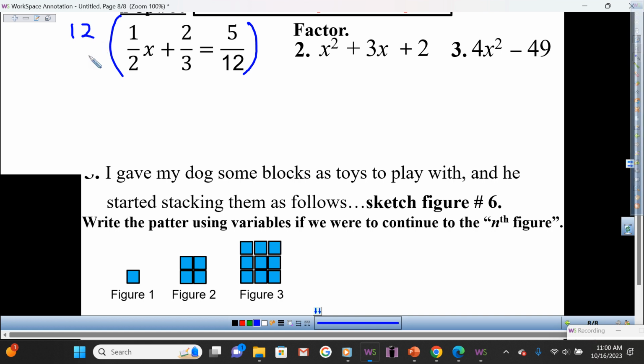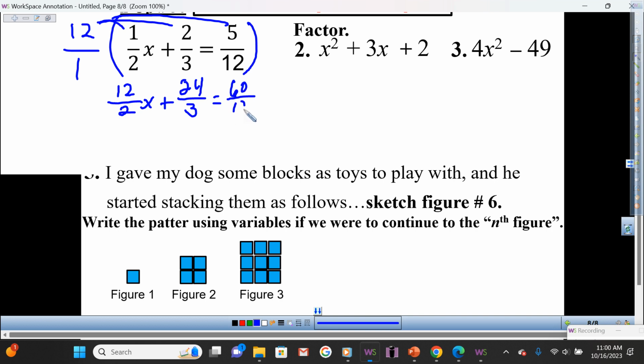It's 12 over 1, or 12, yes? So I distribute that here, here, and there. We get 12 over 2x plus 12 times 2 is 24 over 3 equals 12 times 5, that's 60 over 12. From there, we simplify. What is 12 divided by 2? That's 6x. 24 divided by 3 is 8. And 60 divided by 12, that is 5. And now we just solve.